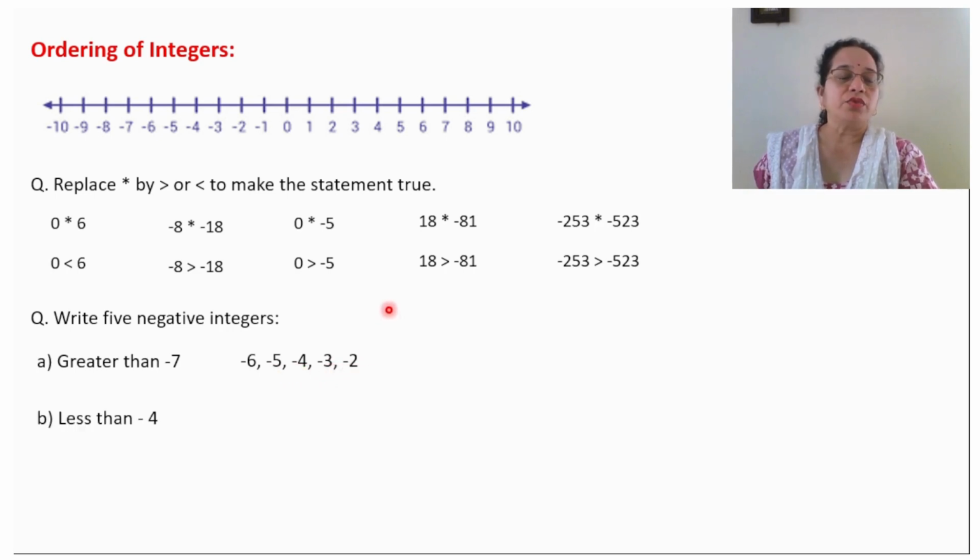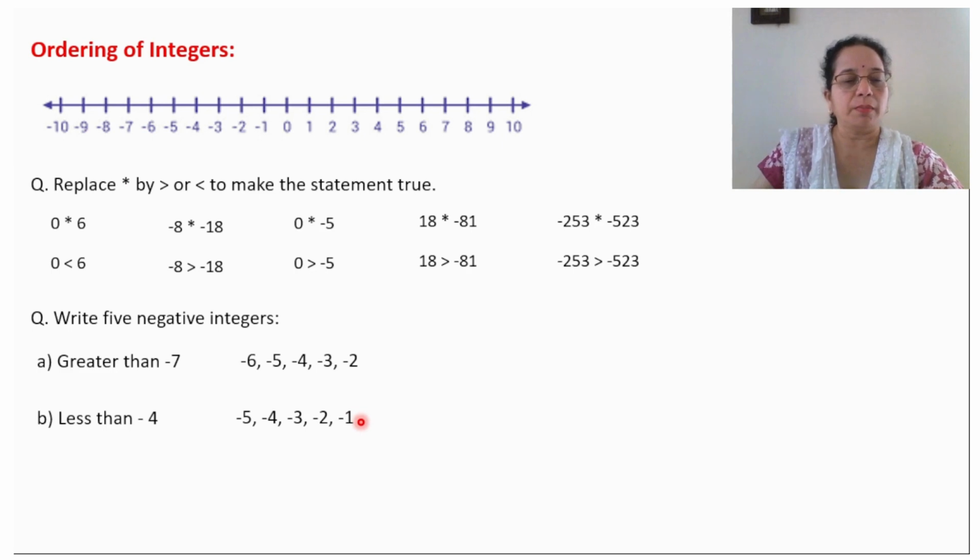Less than minus 4, less than means the left hand side numbers, so this is minus 4, so on the left hand side of minus 4 is minus 5, minus 6, minus 7, minus 8, minus 9. Sorry, I have written something wrong over here. Less than minus 4. So this number should come. Let me change this answer.